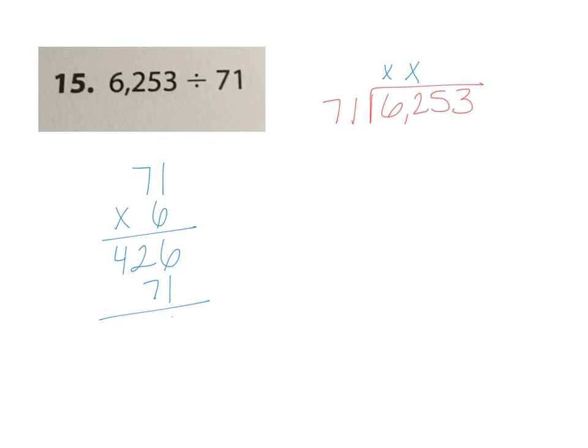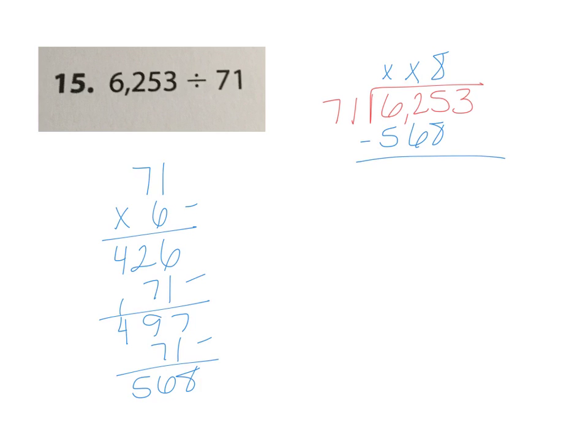So 71 times 7 would be 497. It can still go in more. So we have 8 times 71, which is 568. That's probably about all we're going to get. So 8 times 71 then is 568. And we're going to subtract. 625 minus 568 is 57 left over. Because this 57 is less than 71, we know we are correct.